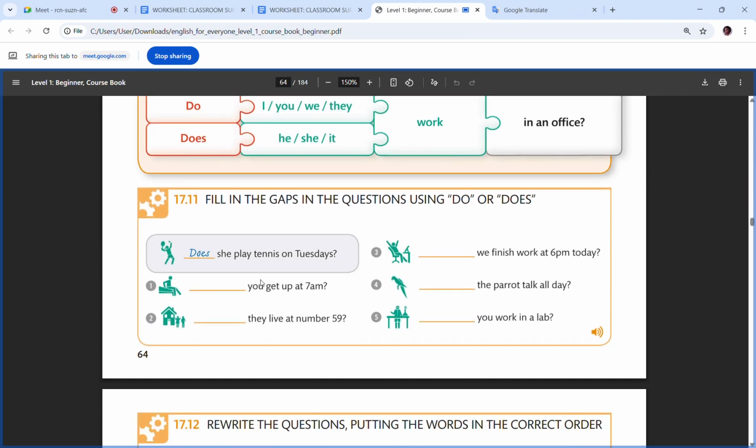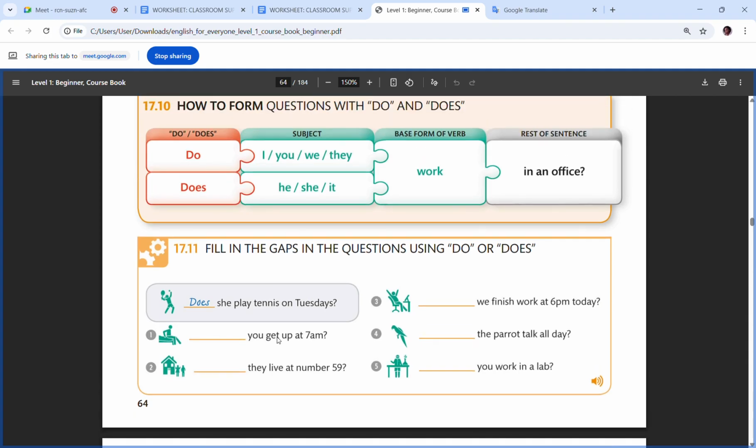So let us practice. Number 1. Do you get up at 7 a.m.? Yeah. Do you get up at 7 a.m.? Remember, your voice needs to go up, right? Your tone needs to go up at the end. Do you get up at 7 a.m.? Right?